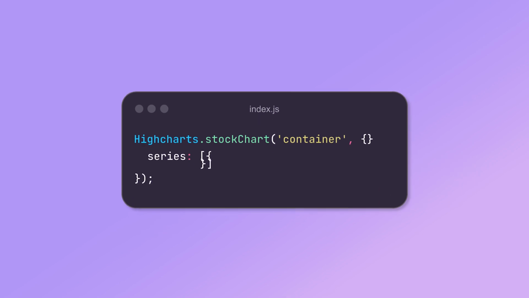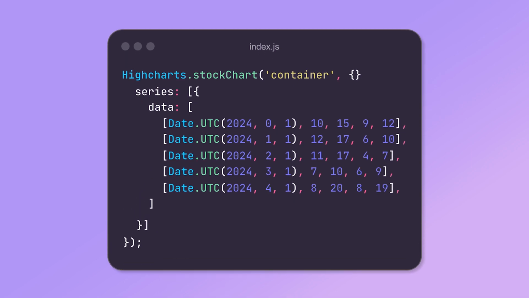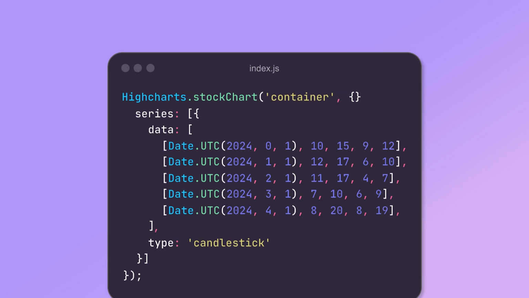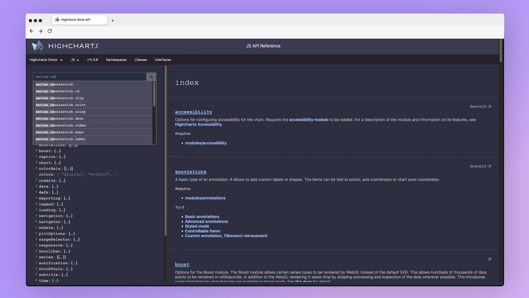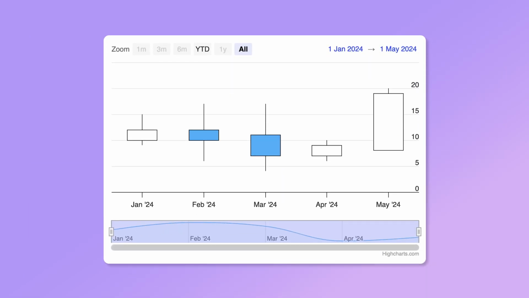In this example, we'll use a single series with data options and a specified series type. Since we're talking about Highcharts Stock, we'll use a Candlestick series. For our data, we'll just use a fake dataset. The supported data formats are further described in our API reference page, which you can visit by clicking the link in the description. The current chart should look similar to the one on the screen.